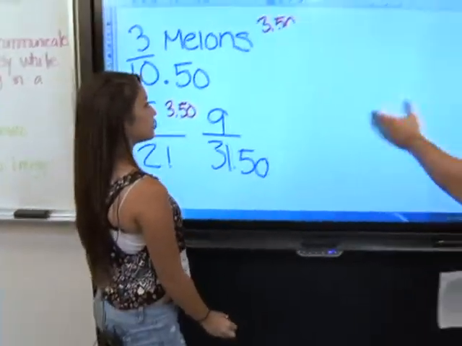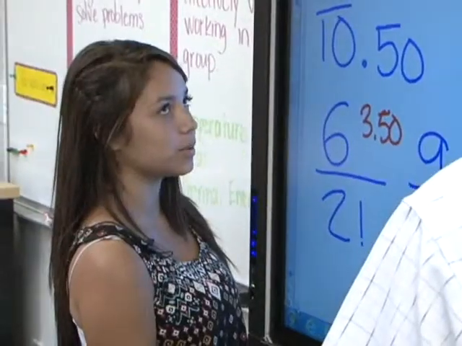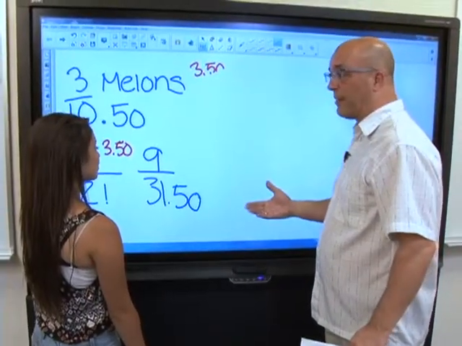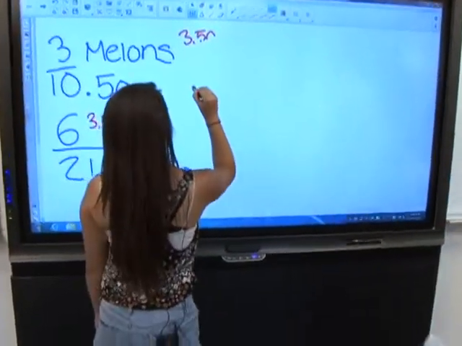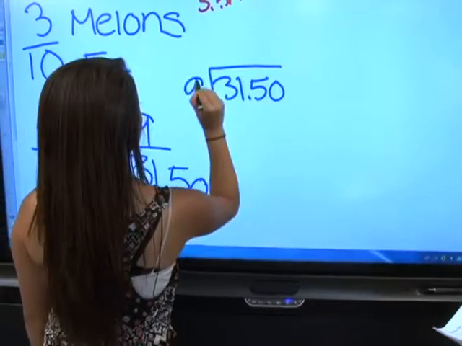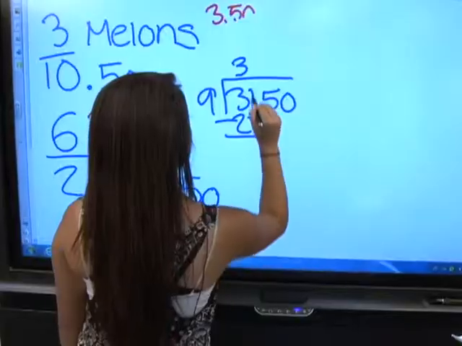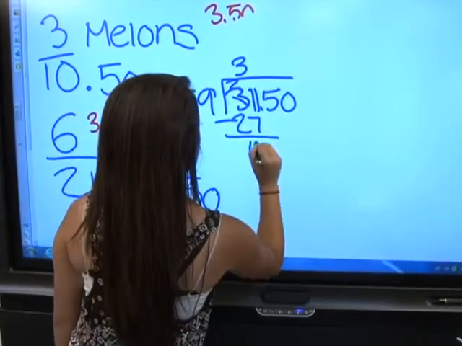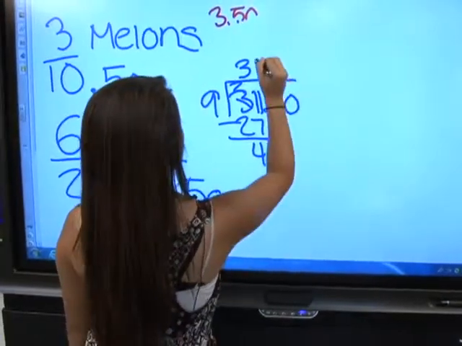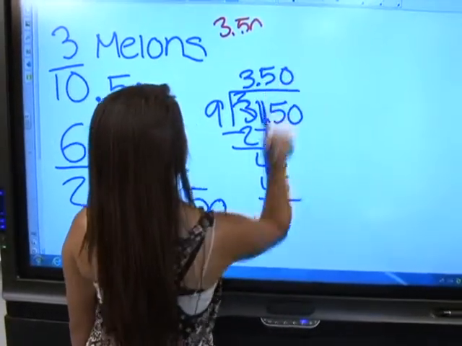Now finally, what do you think the rate is going to be for these? 3.50. Let's just think about it. Do you think if you went 9 times 3, what is that? That's 27. Okay, and it's going to be a little more than 27, isn't it? Because we have the 50 cents on the end of it. So let's just go ahead and make sure that it is 3.50 for that rate. Okay. And 3.50 it is. Yes.